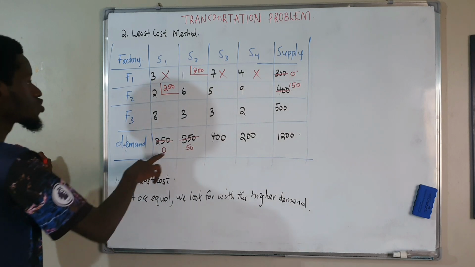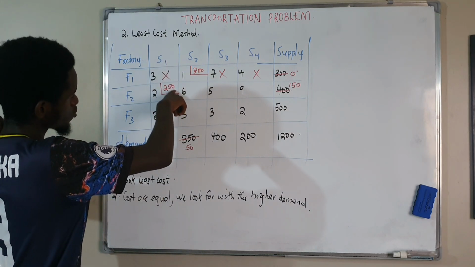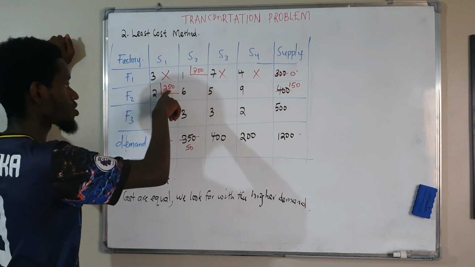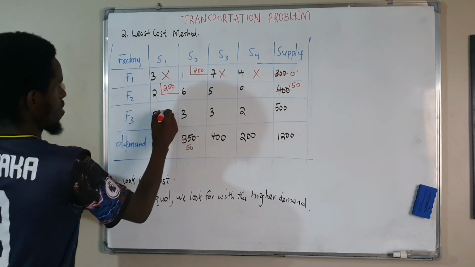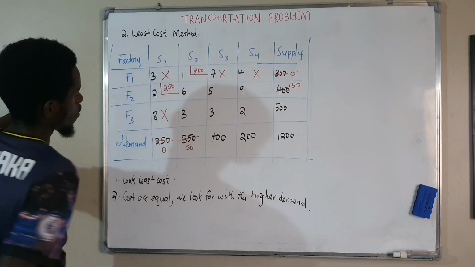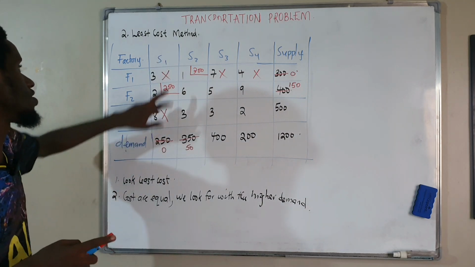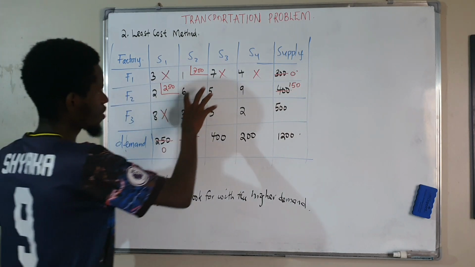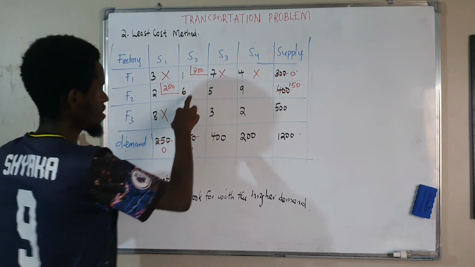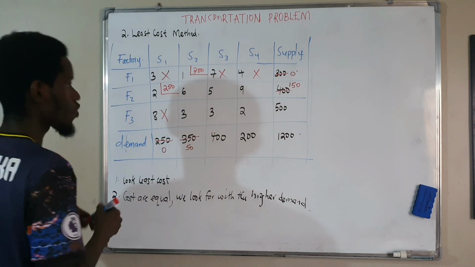Now, since this one has gone to 0, store 1 has already accomplished its demand. Therefore, it will obtain nothing from factory 3. That's why I need to cross out this row for store 1. Now, if we come back to these other values left here, the least value is these 2. Since the least value is 2, which is the least cost, I go with that 2.